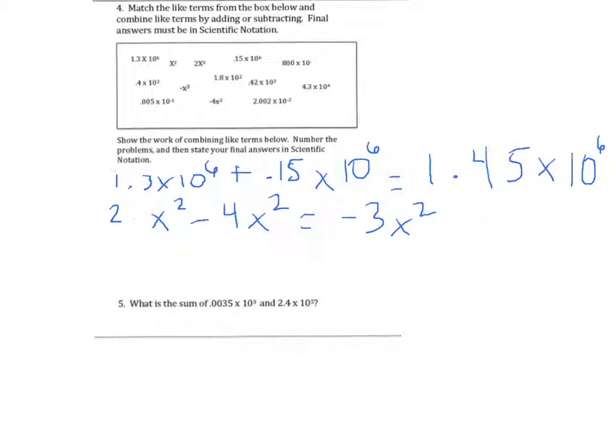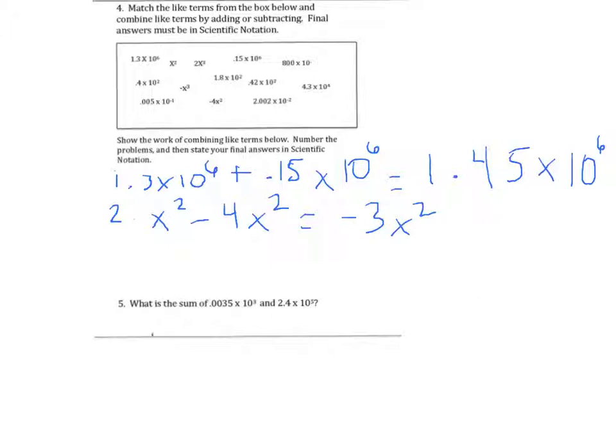On number 5, what is the sum of 0.0035 times 10 to the 3rd and 2.4 times 10 to the 5th? Well, those are not like terms, so sometimes to add those, if they tell you to find the sum of two terms that are not like terms, you need to make those be like terms. So the way you do that, I could make 0.0035 be times 10 to the 5th and match that if I moved it 2 places to the left.